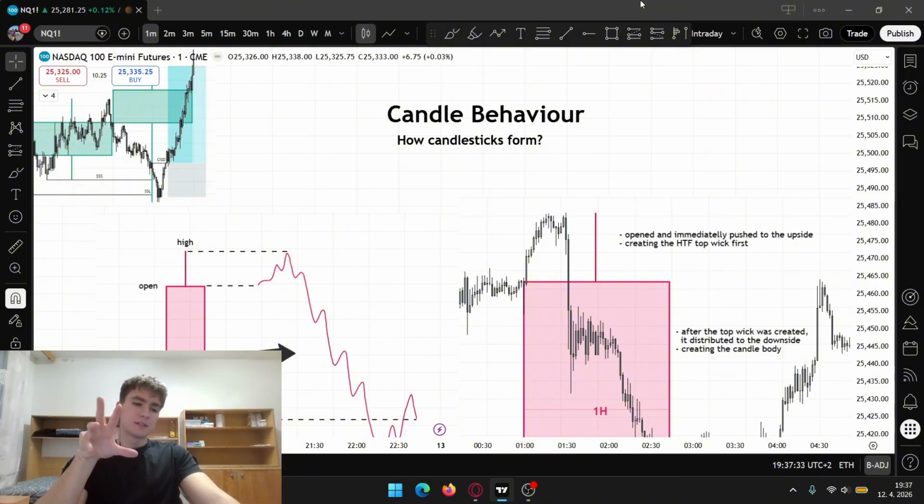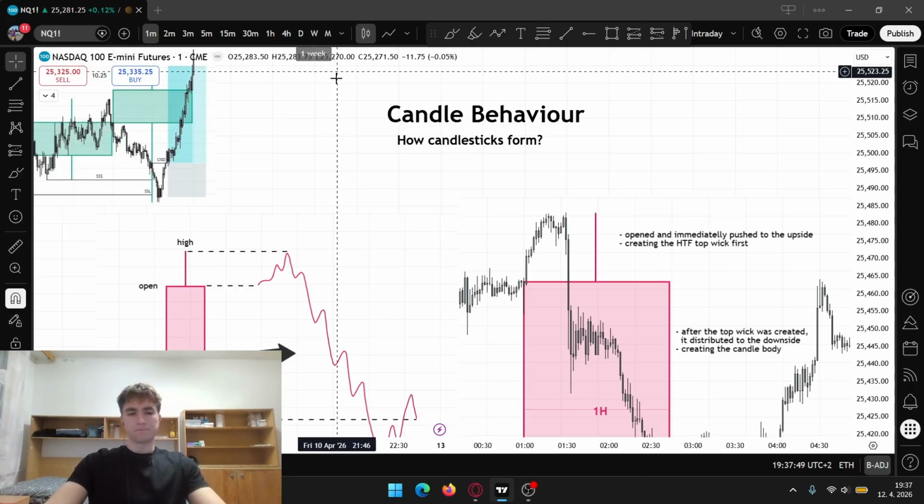We can apply this concept to every single time frame because price is fractal, but I mainly use this on higher time frame candles. That can be 15 minute, 30 minute, 1 hour, 4 hour, daily, and I usually cut it at this.